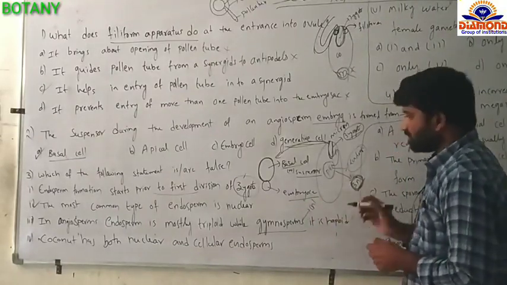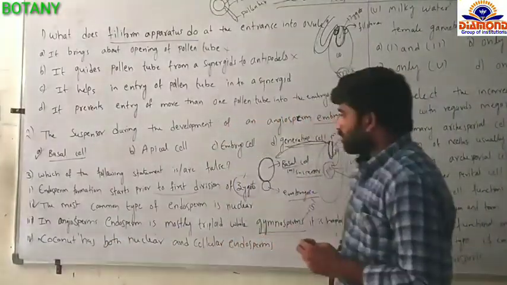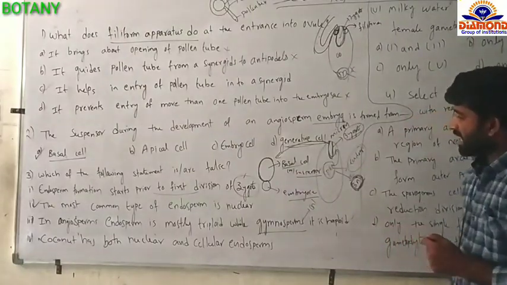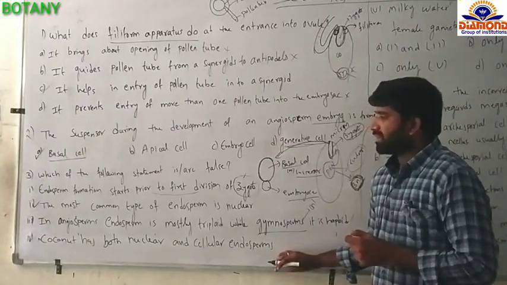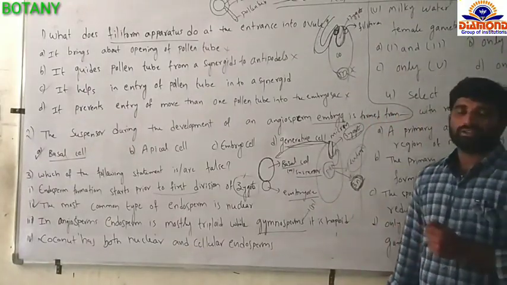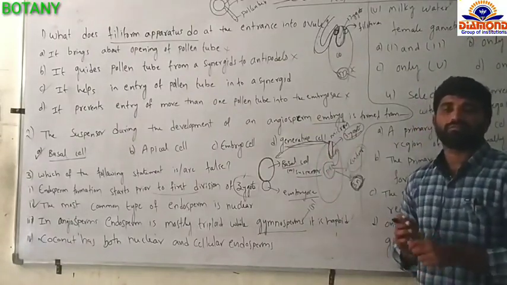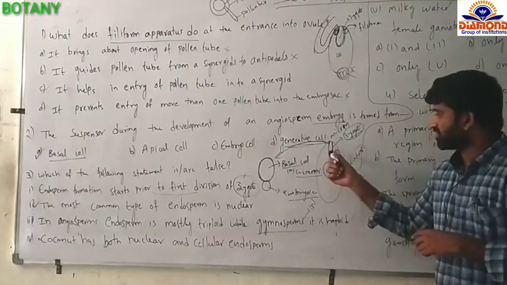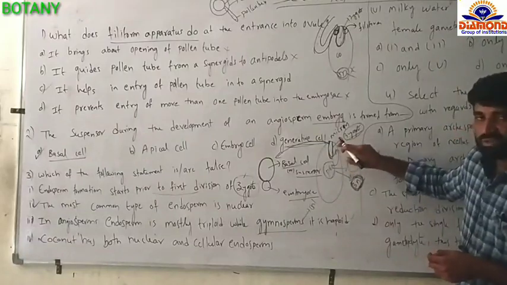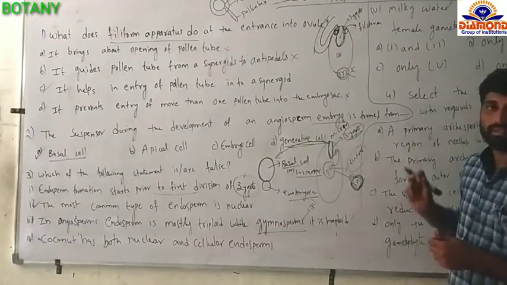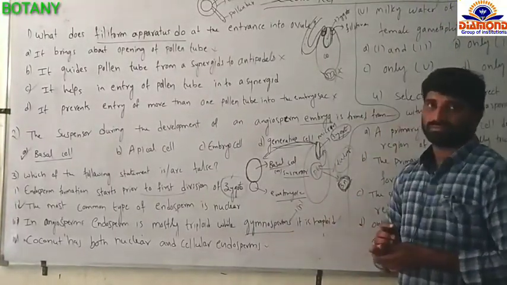So option 3 is also true. And option 4, Protonat has both nuclear and cellular endosperm. Yes, Protonat is an example of nuclear and cellular endosperm. Nuclear endosperm means the nucleus undergoes many free nuclear divisions, forming a free nuclear structure. After that, the nuclei get cell walls and form cells, called cellular endosperm. So option 4 is also true.